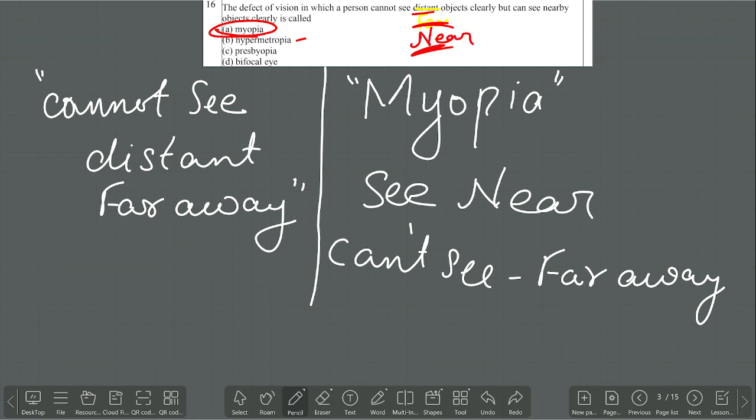Sorry, he cannot see the nearby object. So by that time the person will be suffering from the defect called hypermetropia.